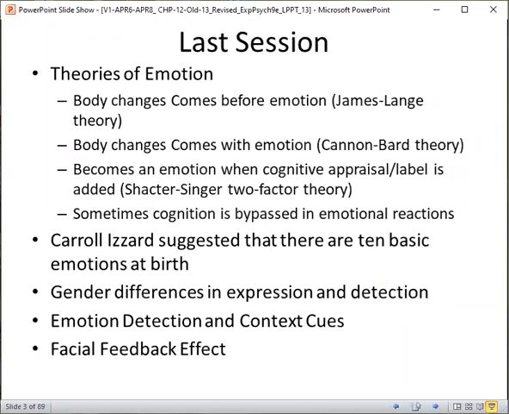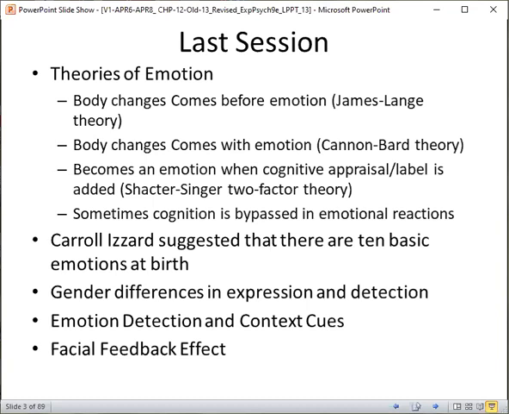All right, so let's review what we covered during our last official session. We looked at theories of emotion. We looked at how we have a variety of theories out there to explain how emotion comes about. We looked at the James-Lange theory, where they said body changes happen first, and then we experience our emotion. Cannon-Bard: the body changes come at the same time that we experience emotion. So it's simultaneous.